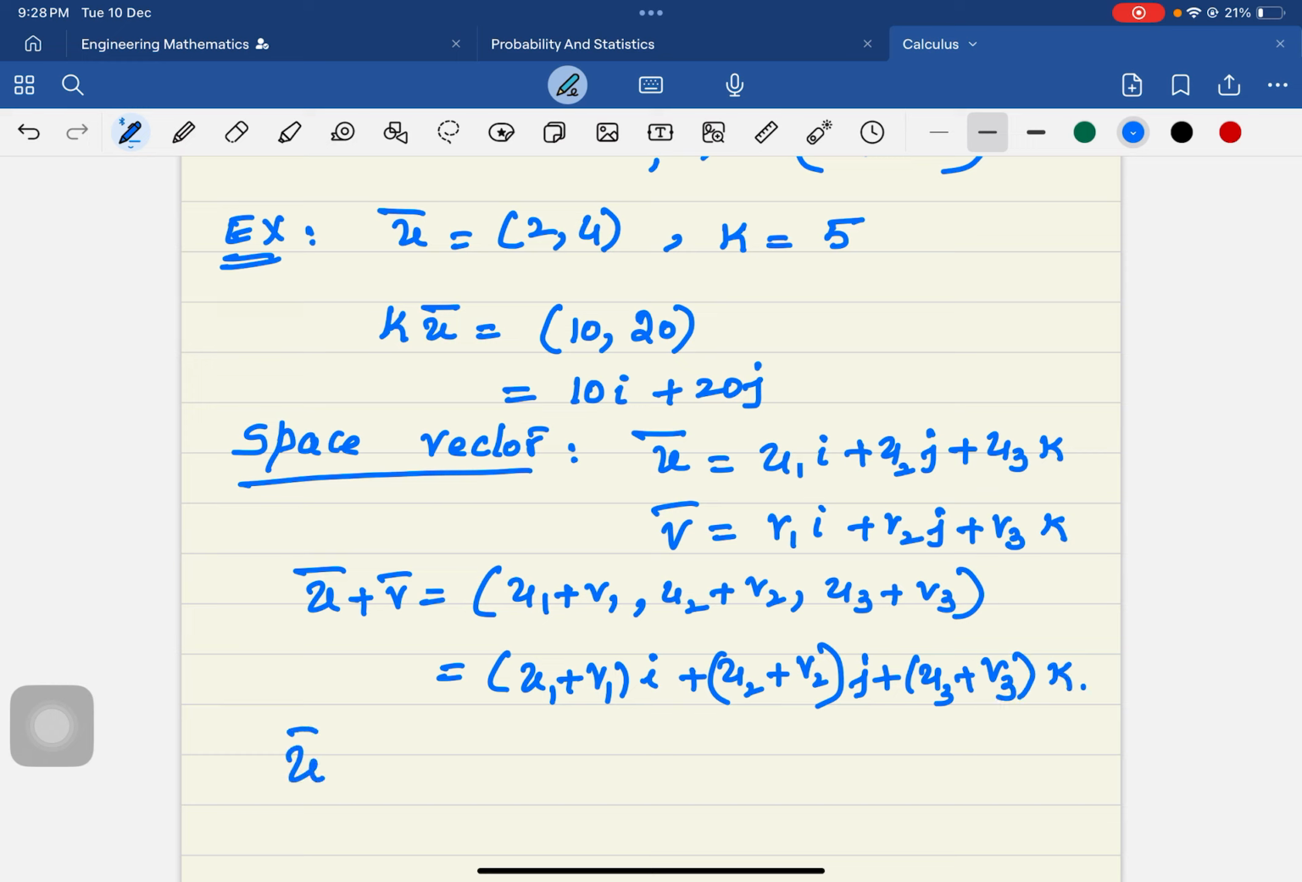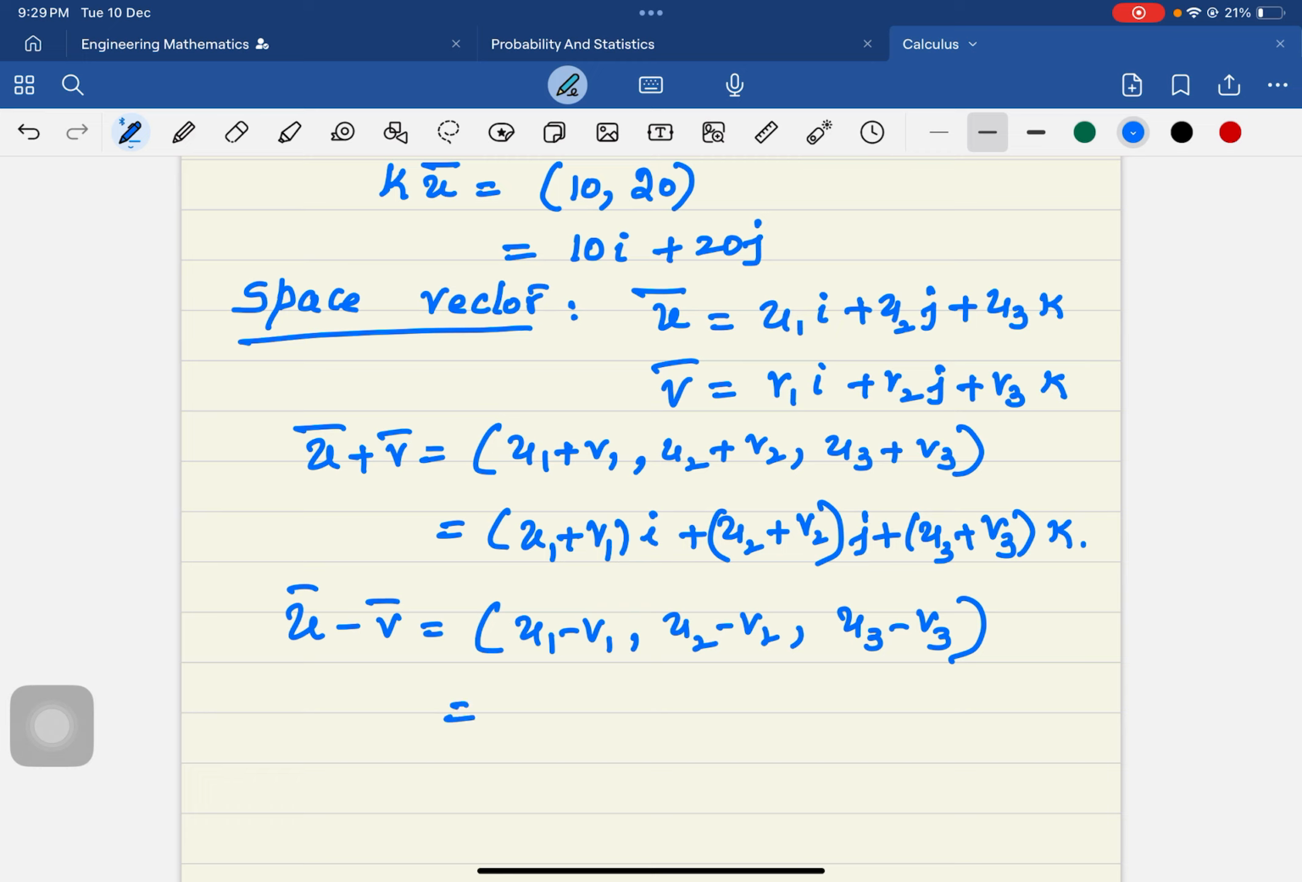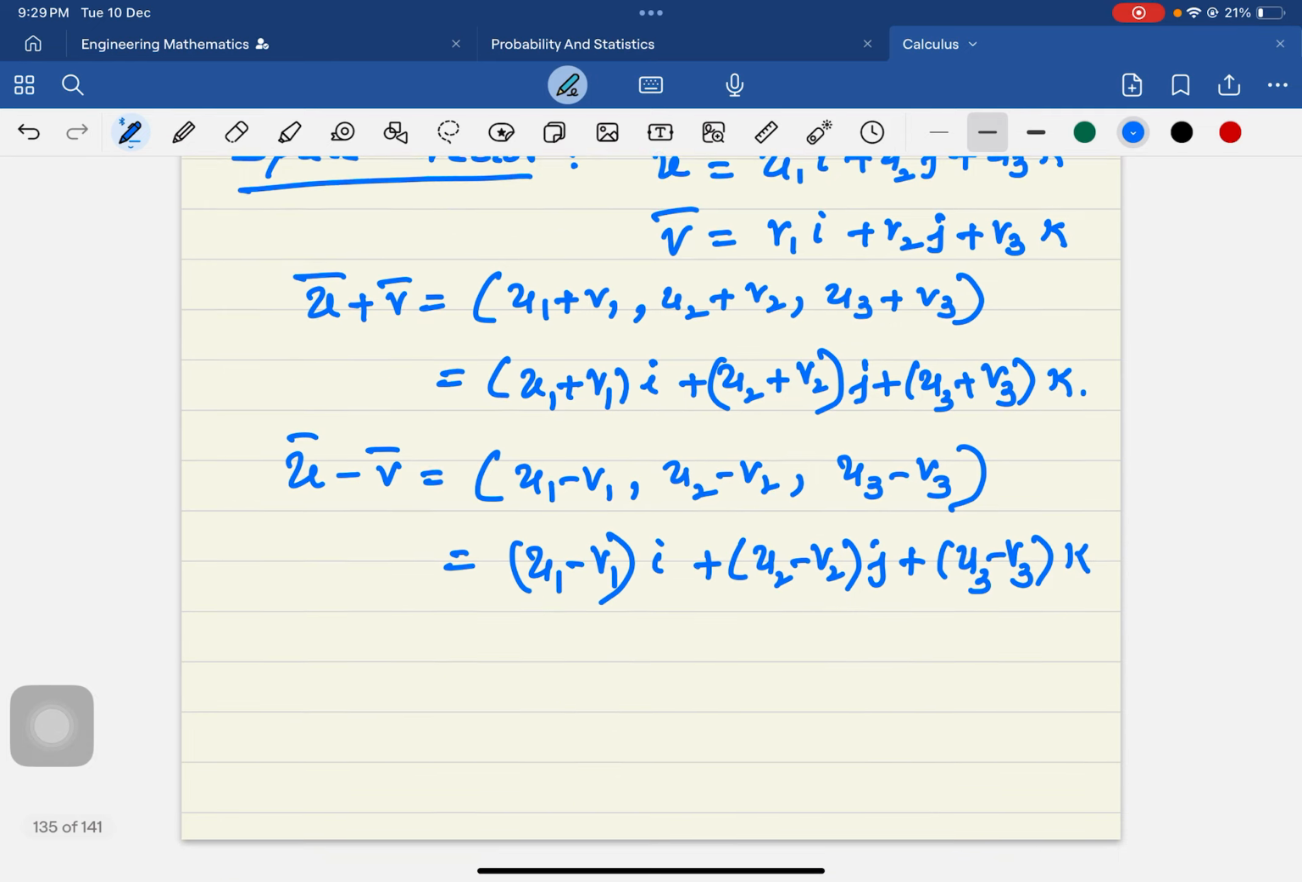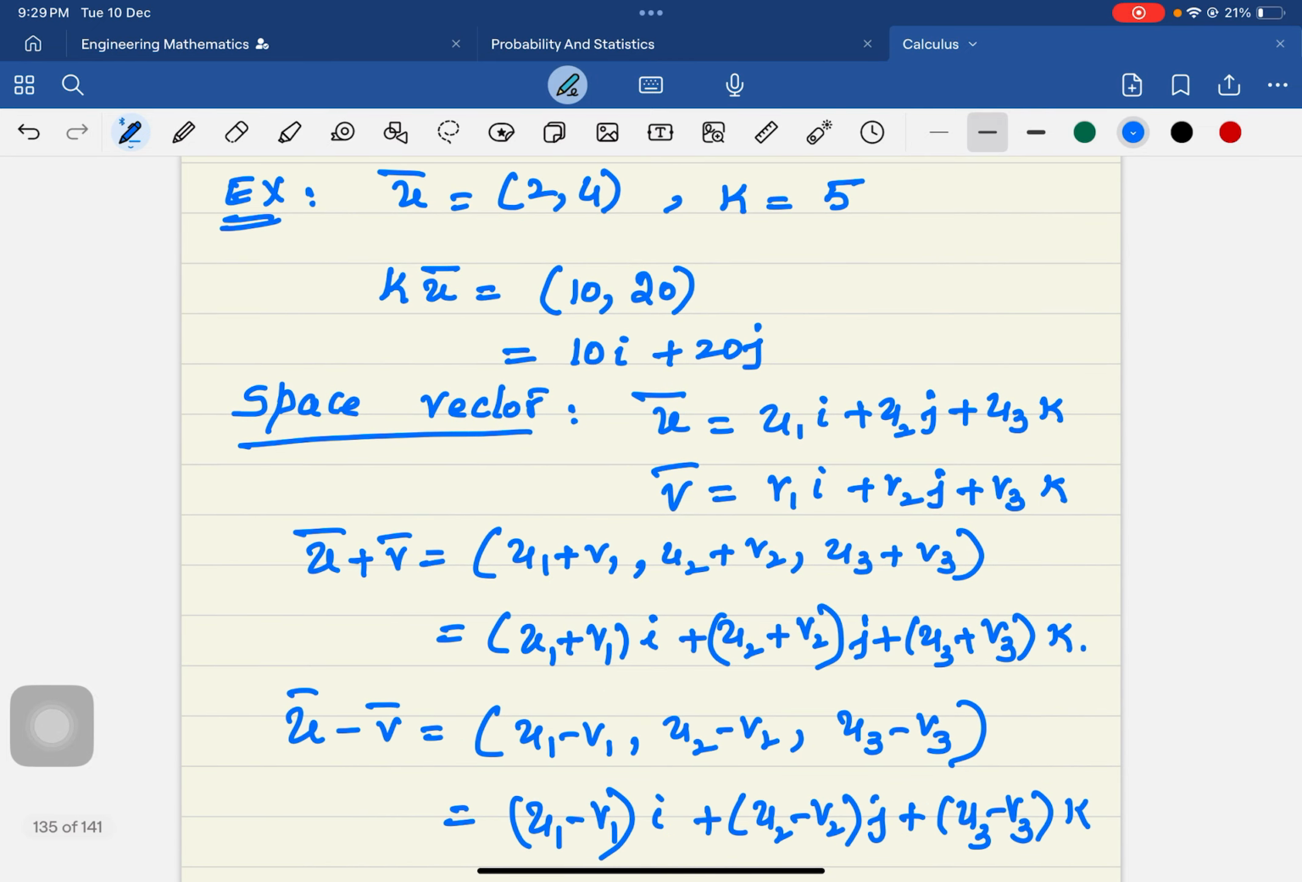Now u minus v is given by (u1 minus v1, u2 minus v2, u3 minus v3). Whatever the dimension is, the formula will be the same. That means (u1 minus v1) i, in the j direction u2 minus v2 will be there, and in the k direction it is u3 minus v3. This is the understanding of the addition and subtraction, and I have also made you understand the scalar multiple with the space vector.